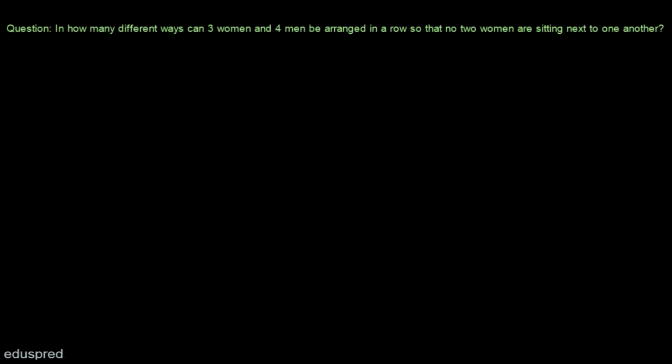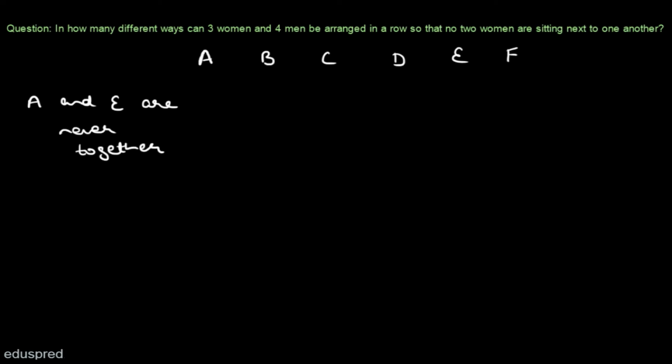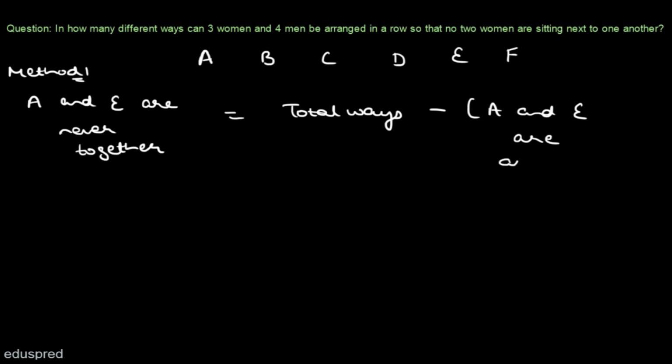is really important. I'm sure you can recall that we have done this type of question before as well. At that time, we were working with 6 different letters. So we were working with A, B, C, D, E and F, and we were interested in finding the number of ways such that A and E are never together. And we discussed 2 methods to do this. The method number 1 was that we do total number of ways, so total ways minus the ways such that A and E are always together. So this is the first method that we discussed, total minus A and E are always together.